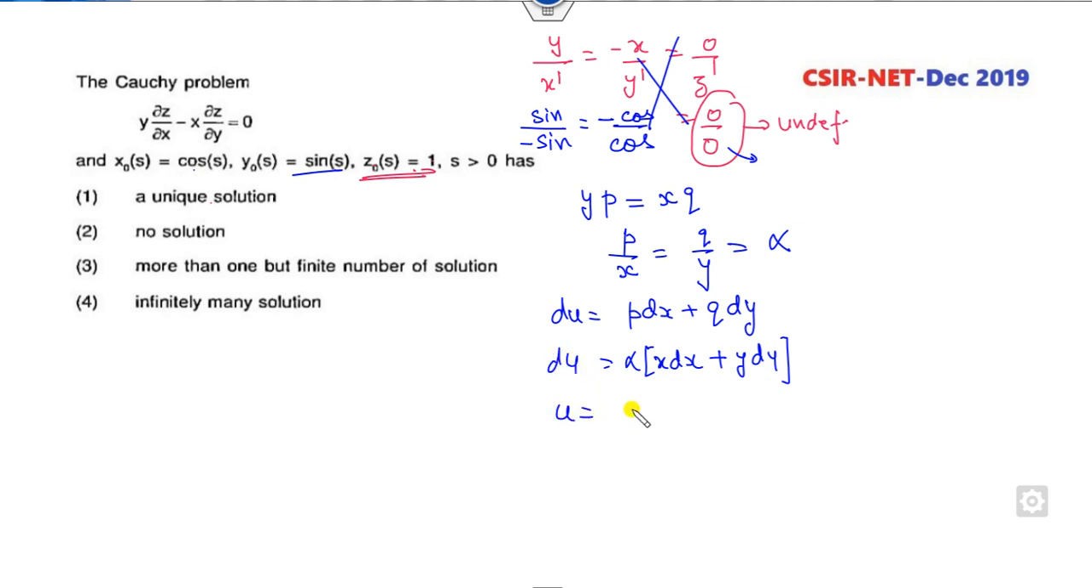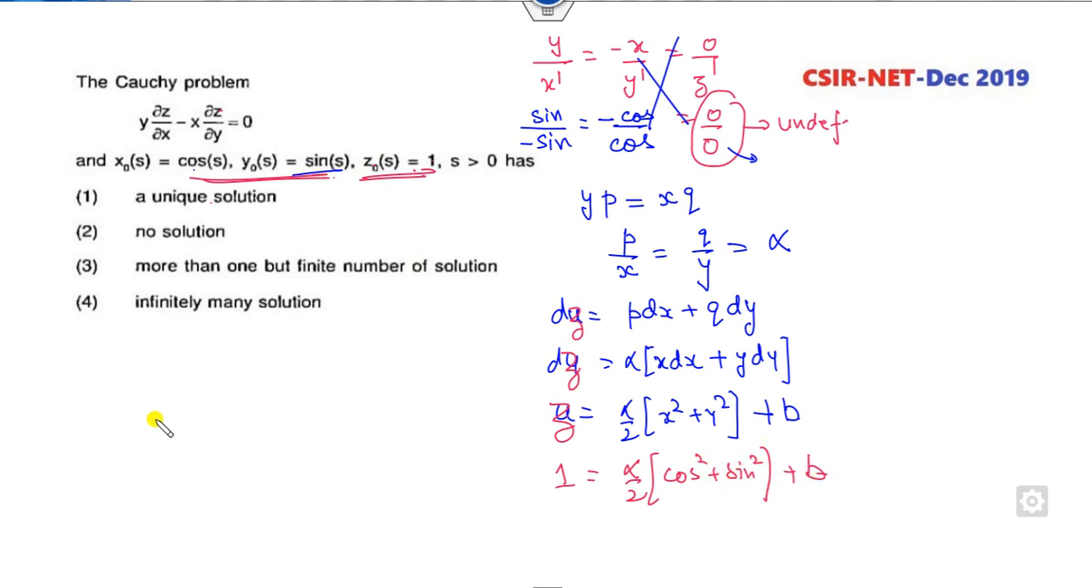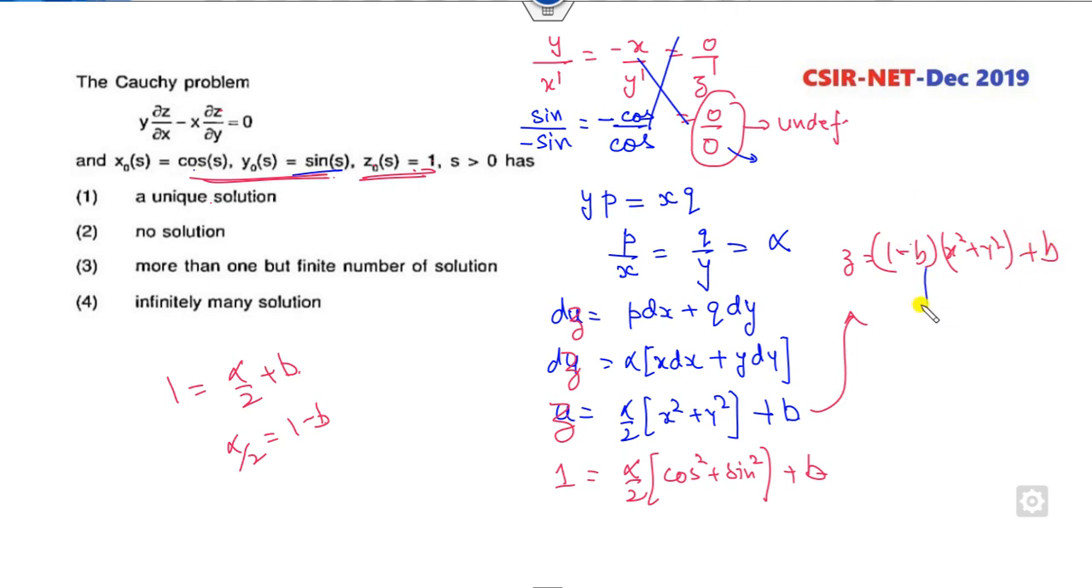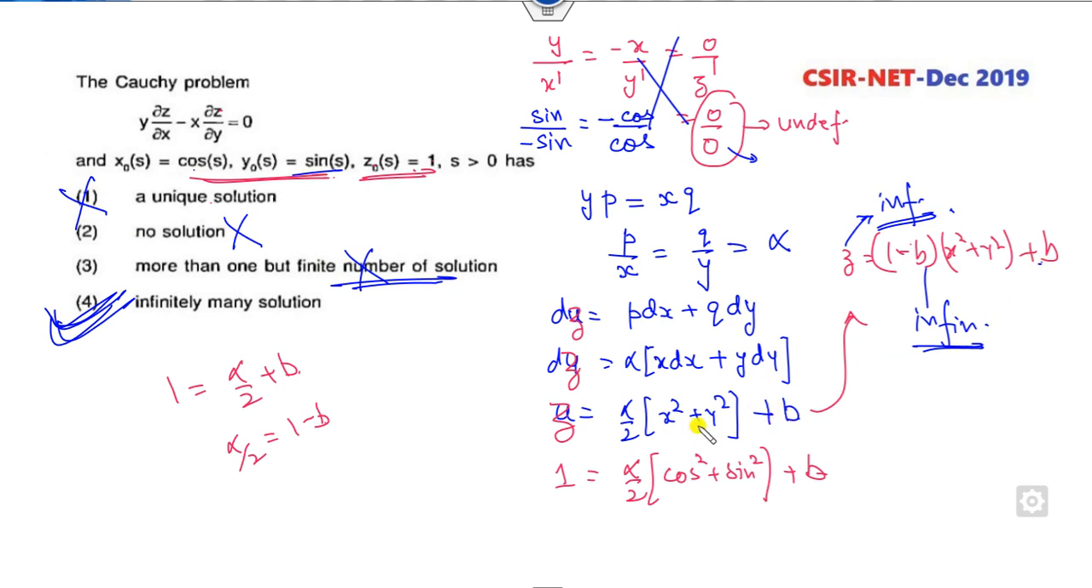Now you can integrate them. U is alpha by 2 times x square plus y square, plus b. Now it passes through this point, so we can find the solution. U here is in terms of z. So this is z. So now z is 1, alpha by 2, this is cos square plus sin square, which is 1, plus b. So 1 is alpha by 2 plus b. So I can find the value of alpha by 2 is 1 minus b. I can substitute here. So what is the meaning of that? But you can see b has infinitely many values. So it means z also has infinitely many solutions. So the right answer is here. Unique solution cancel, no solution cancel, finite number of solutions cancel, because b is an arbitrary constant which has infinitely many values.